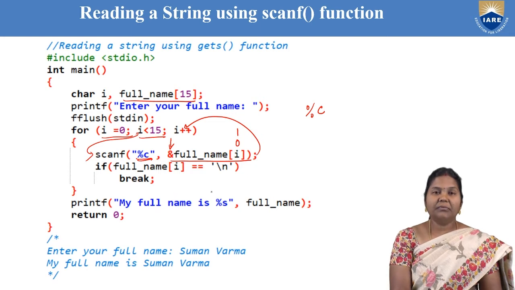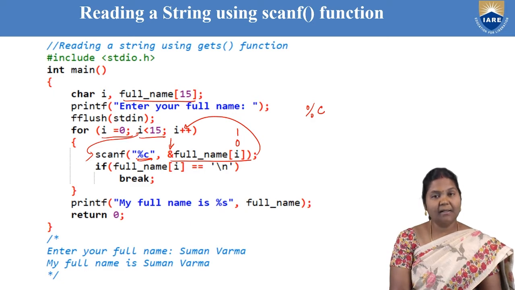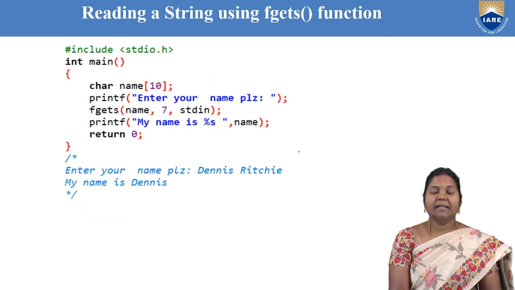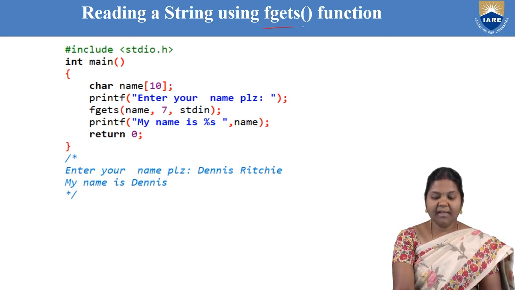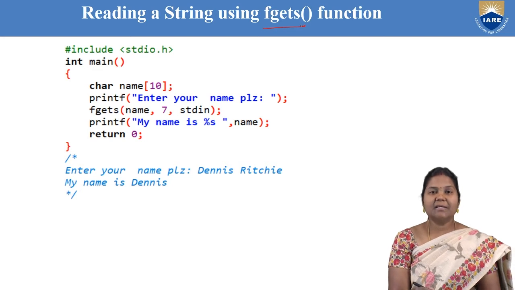So after the string is read, you have to break the string, or you can insert the null character at the end of the string. There is another way to read a string using the fgets function. The fgets function will help you to read a string from a file. So how to do that?